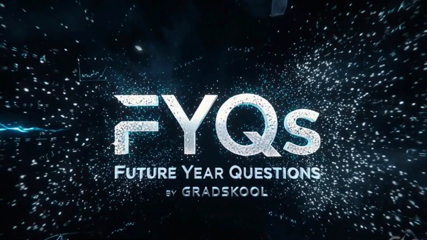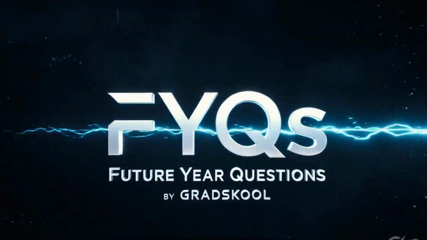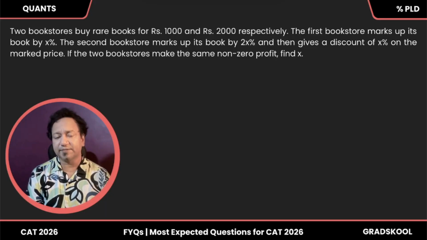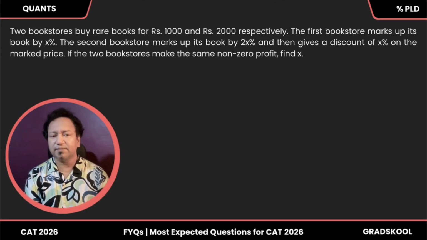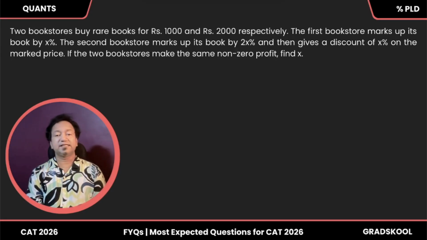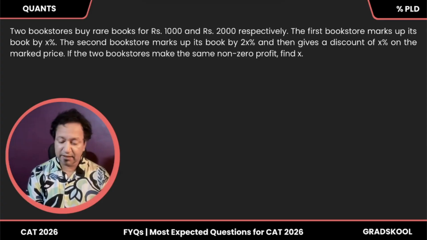Hey there, the question says two bookstores buy rare books for rupees 1000 and rupees 2000 respectively. The first bookstore marks up its book by X%. The second bookstore marks up its book by 2X% and then gives a discount of X% on the marked price. If the two bookstores make the same non-zero profit, find X, the same profit.